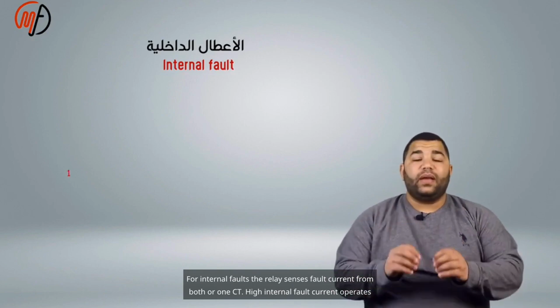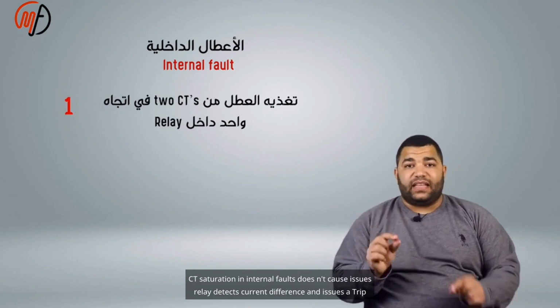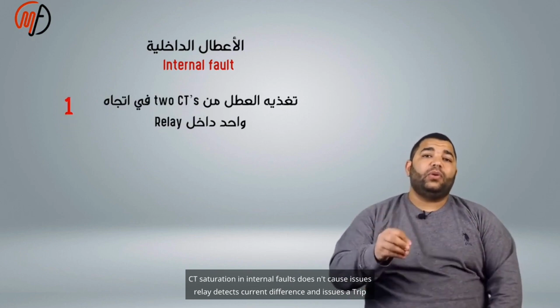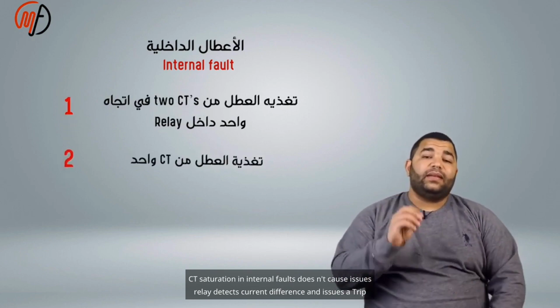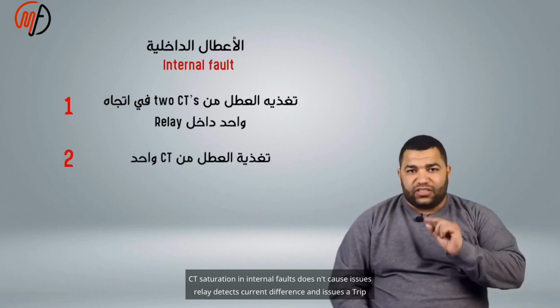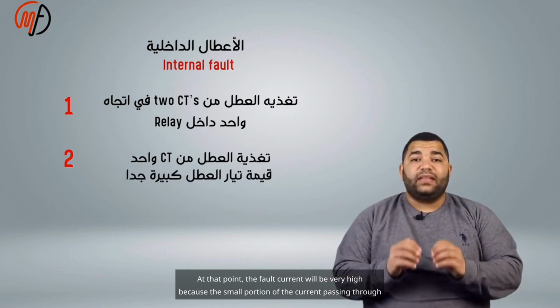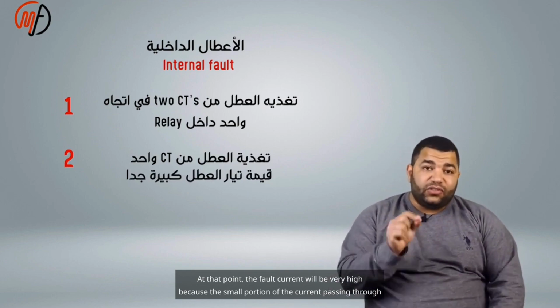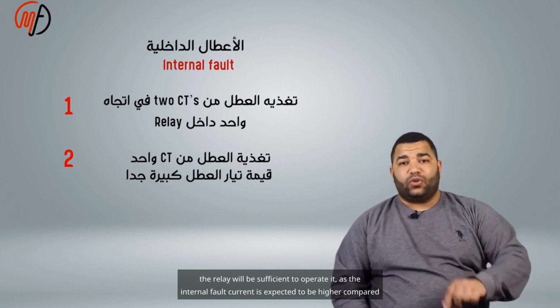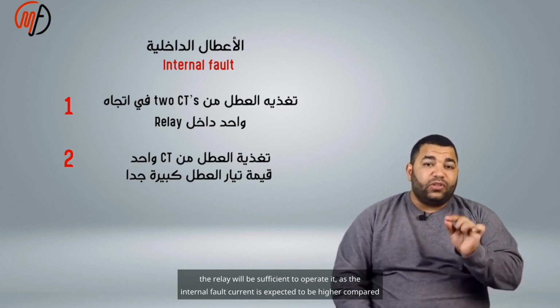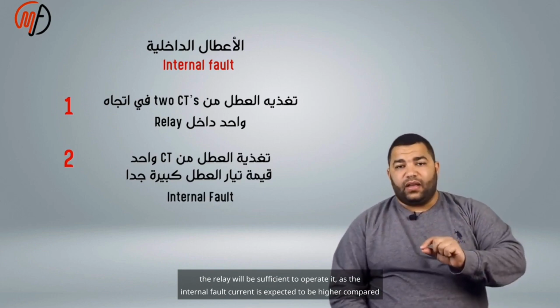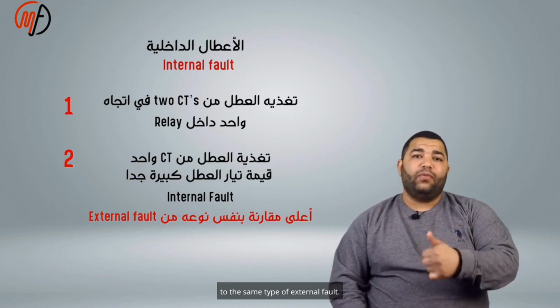High internal fault current operates the relay. CT saturation in internal faults doesn't cause issues. The relay detects the current difference and issues a trip signal. At that point, the fault current will be very high, because the small portion of the current passing through the relay will be sufficient to operate it, as the internal fault current is expected to be higher compared to the same type of external fault.